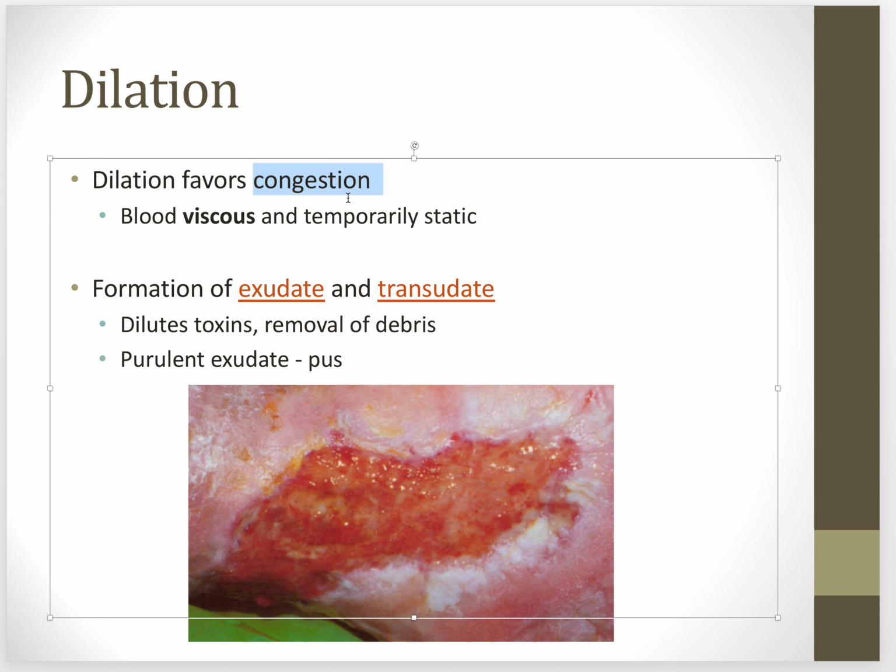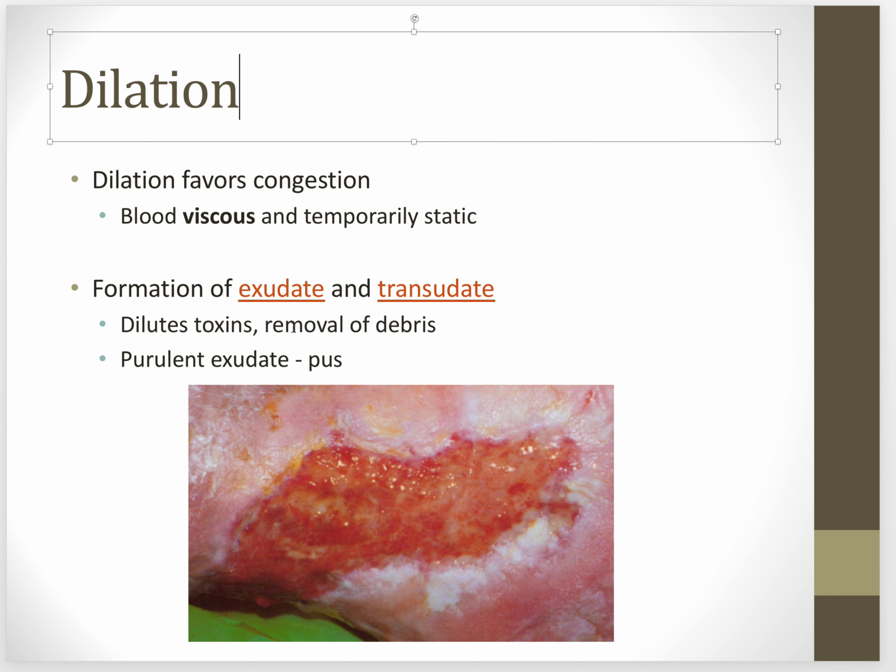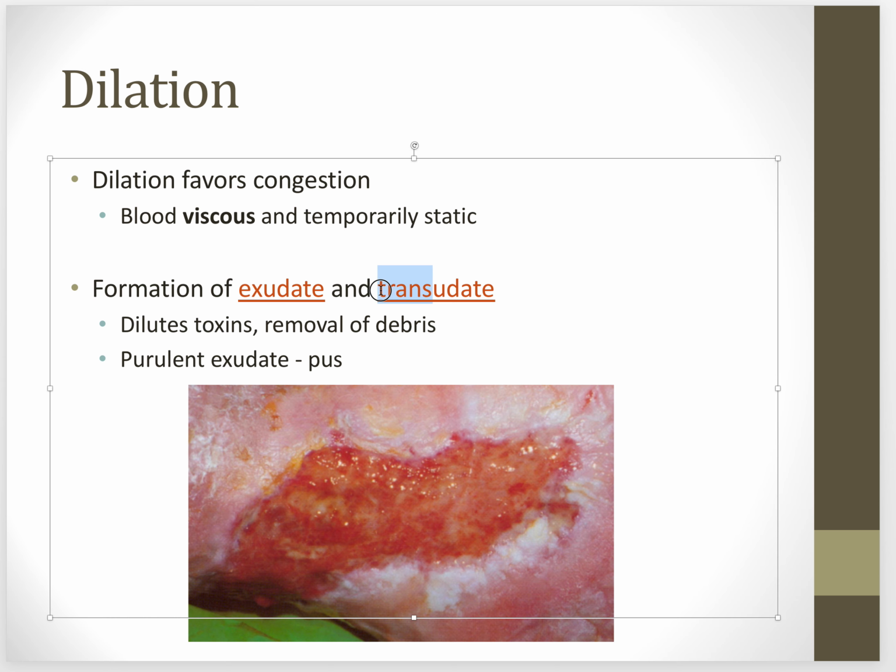The formation then occurs of exudate or transudate. As I mentioned, if you forget these, you can click on these links and it'll take you to the site that defines them for you. But exudate is just the fluid formed in response to inflammation. Trans means across. So transudate is still fluid that's formed via inflammation, but it's gone across a barrier, or it's gone through a barrier.